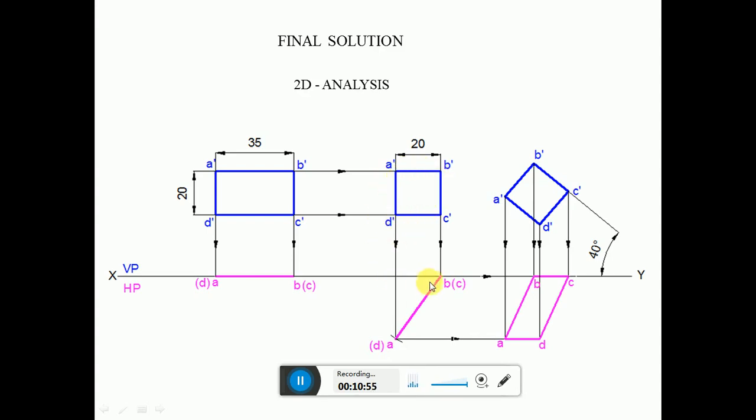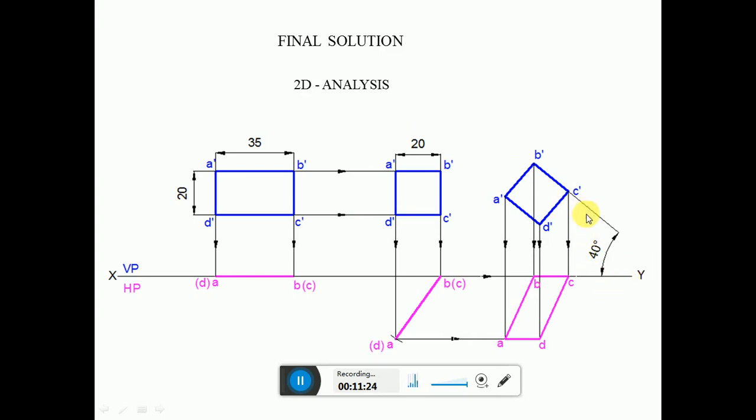And the edge which is resting on VP is inclined at 40 degrees to HP. So which is the edge which is resting on VP? That is BC. And since B and C both are parallel to VP, we are getting the true length here. B dash C dash is in true length. Since the inclination given is also a true inclination, so redraw the second position front view in the third position such that it is rotated at an angle of 40 degrees.